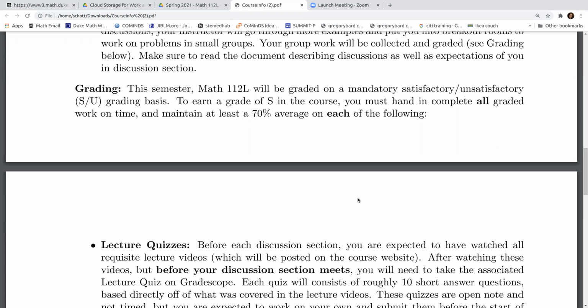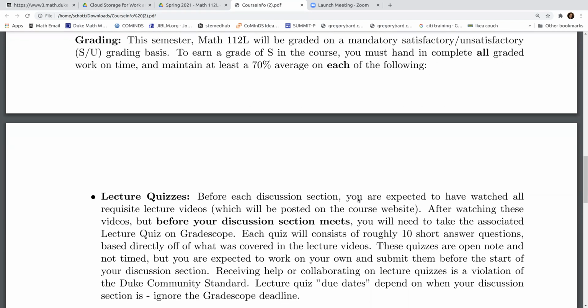So to be clear, there are going to be 3 graded categories that I'll discuss in a moment. And in order to earn an S, you have to have at least a 70% average on each of those categories. That does not mean that you just average all of your points together. There are 3 separate categories, and you have to have at least a 70% on all 3 categories. That was the biggest confusion it seemed that people had before. So you could have 100% on 2 categories, and if the third category is below a 70%, that's going to translate to a U.